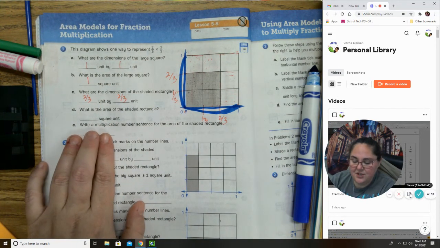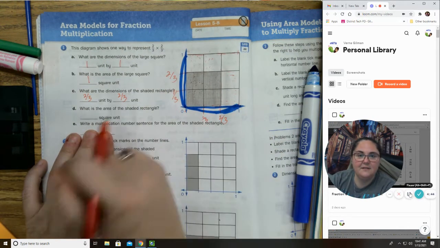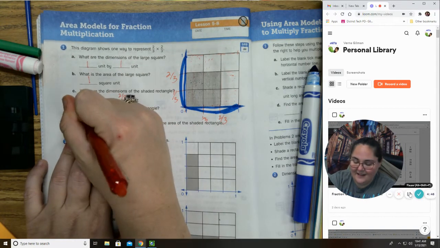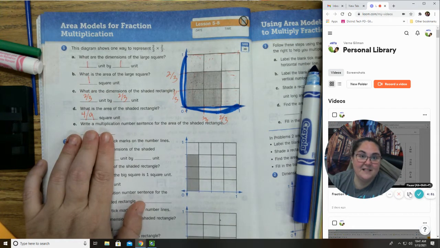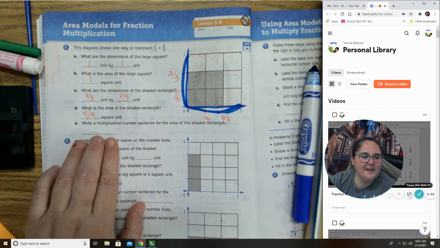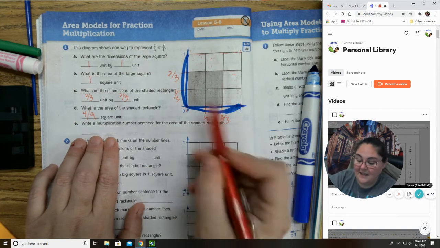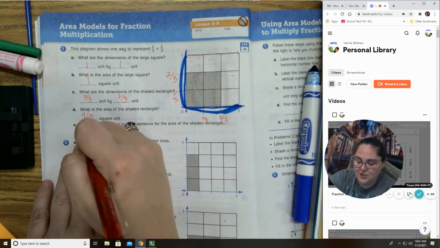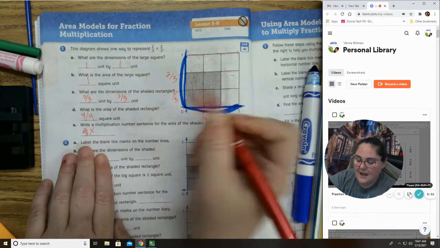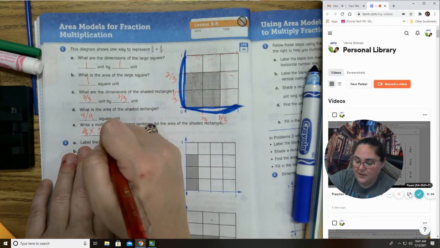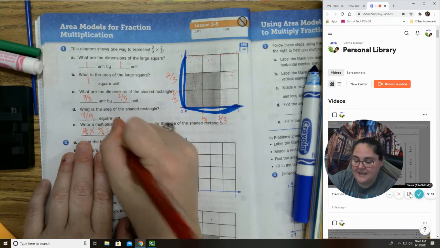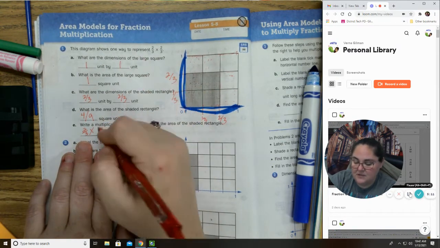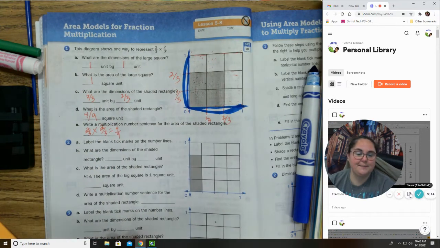What is the area of the shaded rectangle? How many pieces are shaded? How many are there total? Done. It says write a multiplication number sentence for the area of the shaded rectangle. Again, how far did I go over? 2/3. How far did I go up? 2/3. And then I'm going to multiply. 2 times 2 is 4. 3 times 3 is 9. That's what it means when it says a multiplication number sentence.